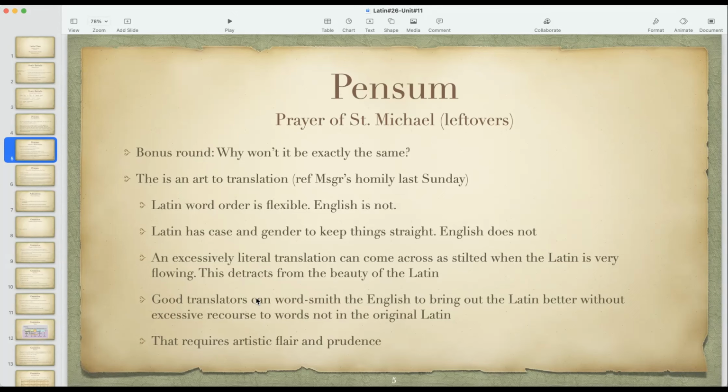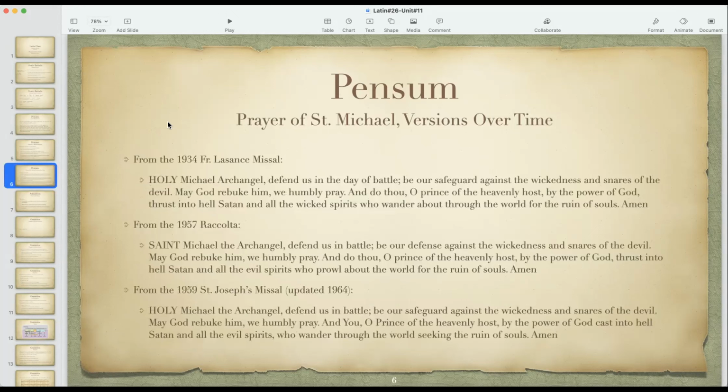And I thought we would go through one of those just to see what it looks like. Even in the prayer of St. Michael, the English versions that appear over time have changed. From the 1934 Father Lasance's Missal: Holy Michael, Archangel, defend us in the day of battle. Be our safeguard against the wickedness and snares of the devil. May God rebuke him, we humbly pray. And do thou, O Prince of the heavenly host, by the power of God, thrust into hell Satan and all the wicked spirits who wander about through the world for the ruin of souls.